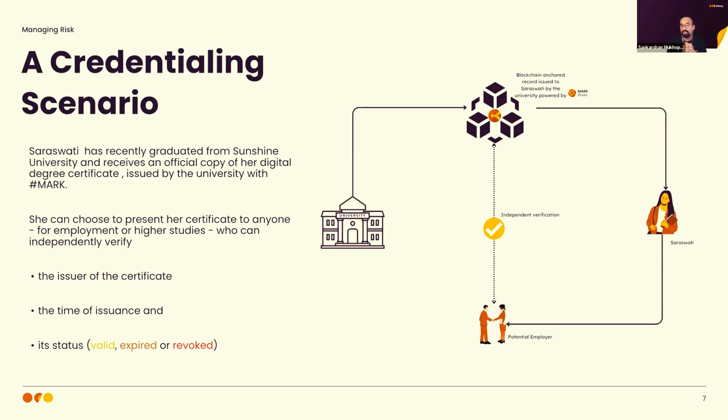Now, in the current scenario, what happens is that you have the university issuing it. Well, forget this blockchain bit for a moment. You have this university issuing it to the holder. The holder or the recipient then provides it to the potential employer. They then do an independent verification. In the traditional scenario, the potential employer would have rung the university or checked with the university directly.